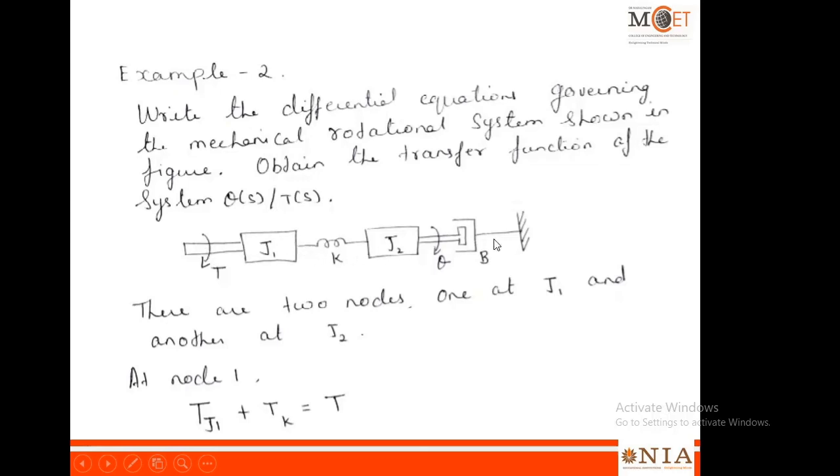So this is a system. You can see that there are two nodes, one at J1 and another one at J2. To J1 there are two elements connected. One is J1 itself and another one is K. For J2 there are three elements, that is K, J2 and a damper B. So there are three elements connected. The torque T is applied to node 1. There is no torque applied to node 2.